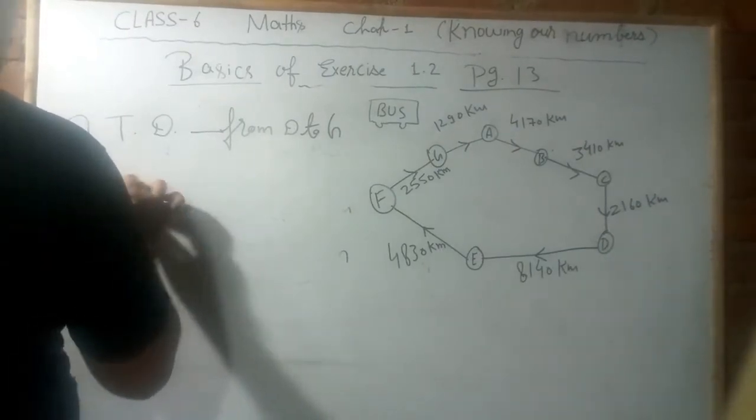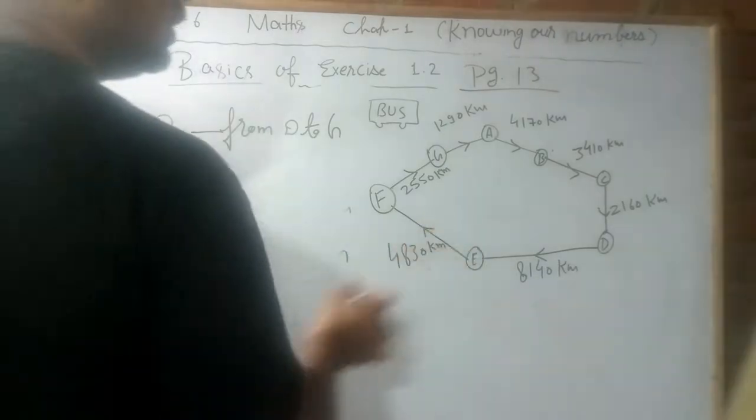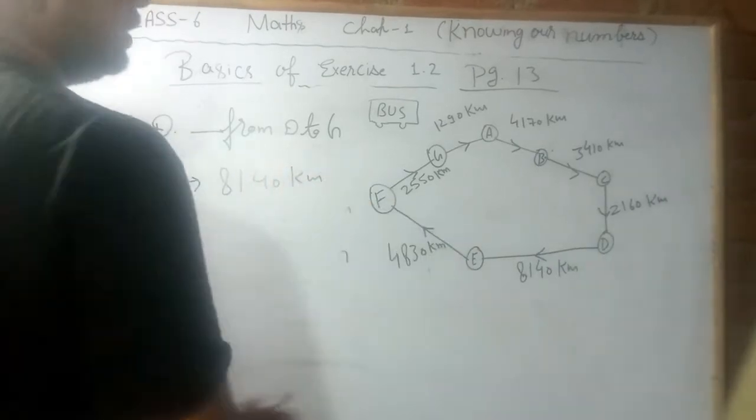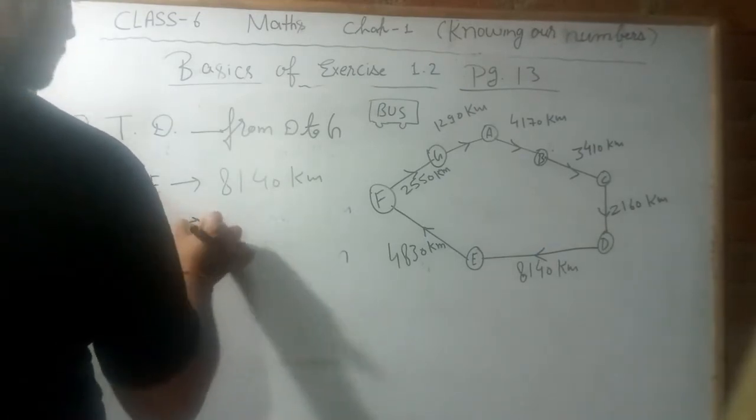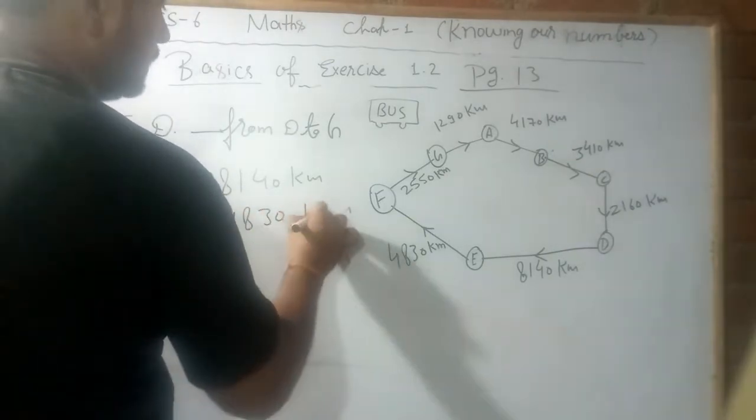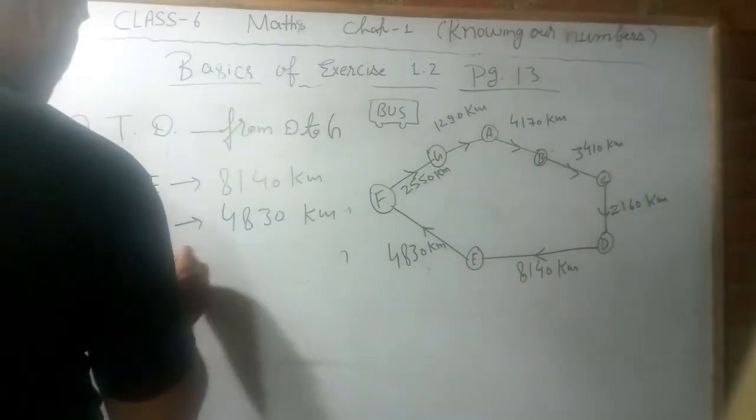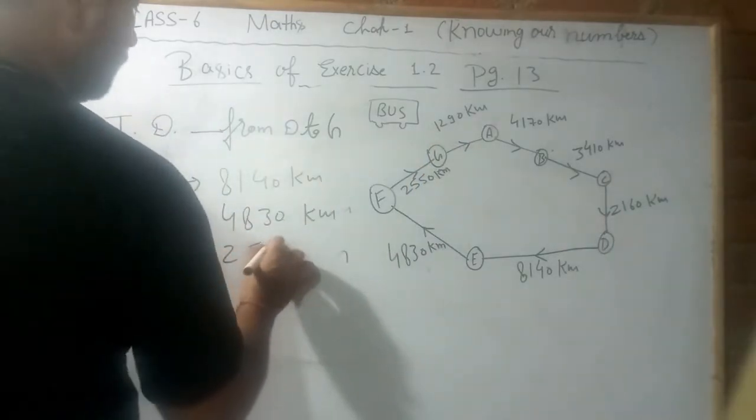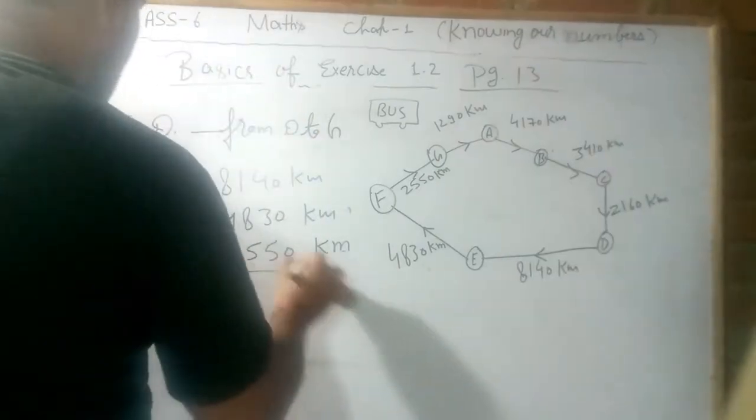First of all, D to E, distance 8,140 kilometer. Now E to F, 4,830 kilometer. Now F to G, 2,550 kilometer. Done. Now add all.